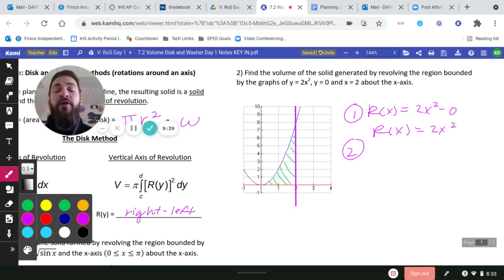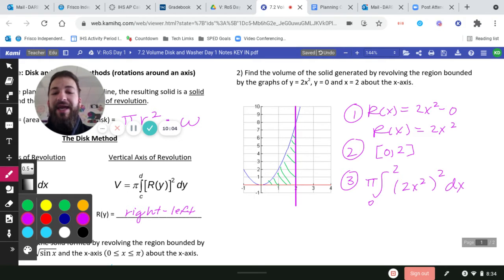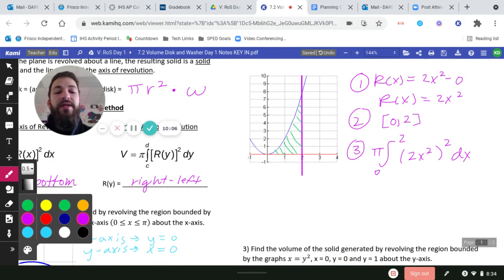Step 2, we want to state our interval. We're looking at an x interval, so it's going to be from 0 to 2. Step 3, we want to set up our integral. So pi times the integral of 0 to 2. You will miss these if you don't include the pi of 2x squared squared dx. And then step 4, we just want to go ahead and integrate.